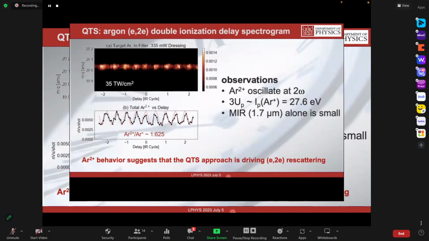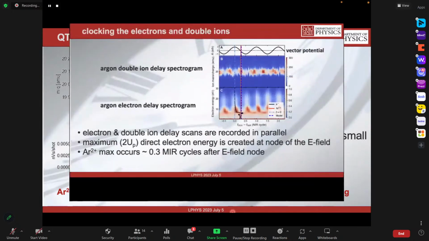So let's take this now one step further. What I'd like to do is try and time the double ionization against the photoionization, that is the electrons themselves. So now you're looking at two spectrograms. The upper spectrogram is just like the one we were looking at. It's the argon 2 plus as a function of delay between the IR and the attosecond pulse train. You see it's oscillating at 2 omega.